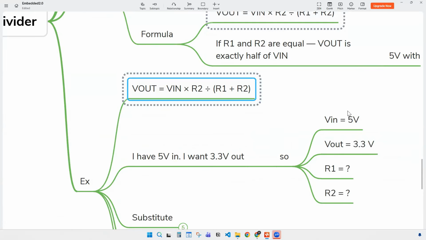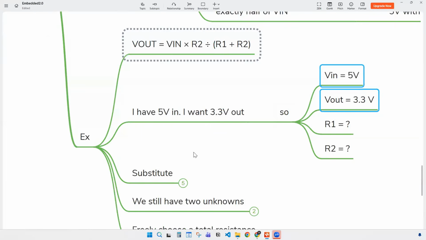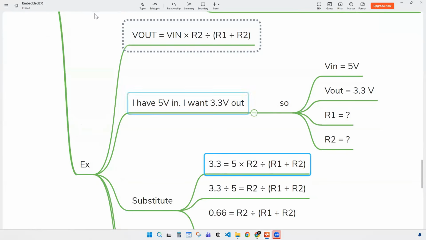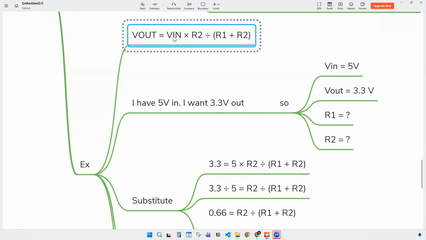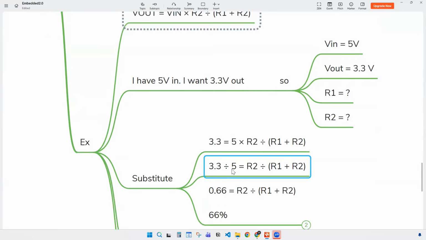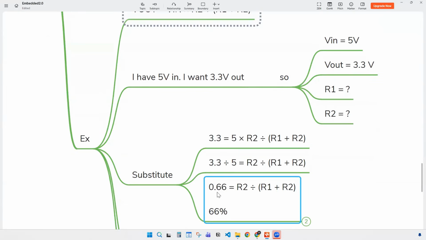Now let us substitute these values into our equation. Very simple: V out 3.3 equals V in 5 multiplied by R2 divided by R1 plus R2. The 5 needs to move to the left side, so 3.3 divided by 5 equals R2 divided by R1 plus R2. And 3.3 divided by 5 is 0.66, equals R2 divided by R1 plus R2. Just carefully watch here.